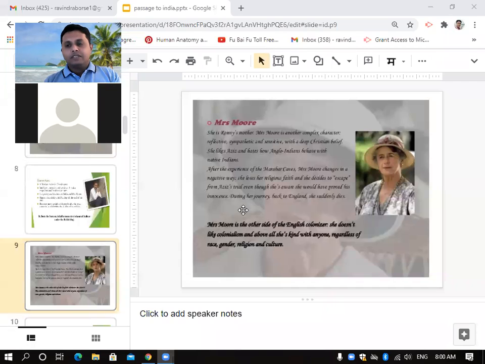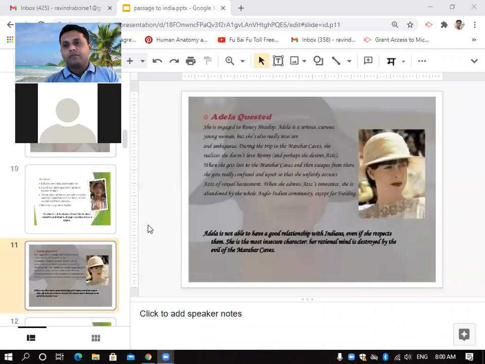So this is Mrs. Moore. And Mrs. Moore, as I told you, has one son, that is Ronnie, and Ronnie is engaged to Adela. So Adela is the next character. She is young, she is beautiful, and she is engaged to Ronnie Heslop. Again, I repeat that Ronnie is the son of Mrs. Moore.